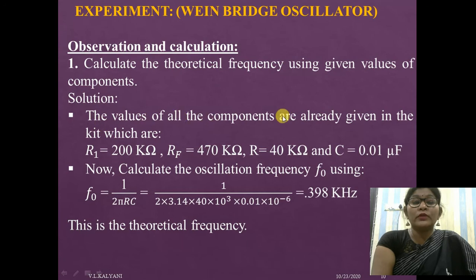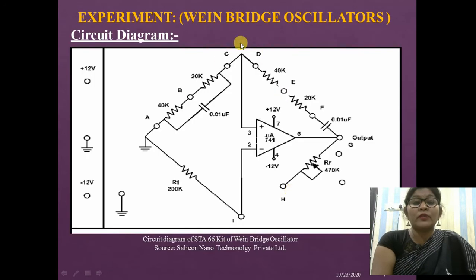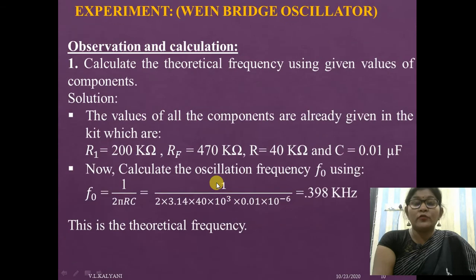So the values of all the components are: R1 is already given over here, 200 kilo ohm. RF is already given, 470 kilo ohm, R is equal to 4 kilo ohm, and C is equal to 0.01 microfarad. As you can see over here, we are considering the 40 kilo ohm resistor. So the R will be 40 kilo ohm. Similarly, this R will also be 40 kilo ohm, and here R1 is 200 kilo ohm and RF is 470 kilo ohm. So according to this circuitry, or after performing the experiment, we can calculate the oscillation frequency.